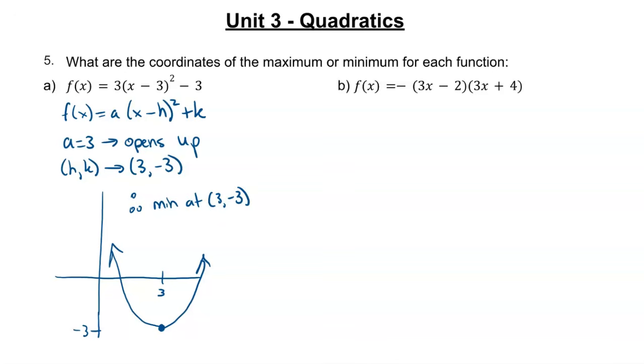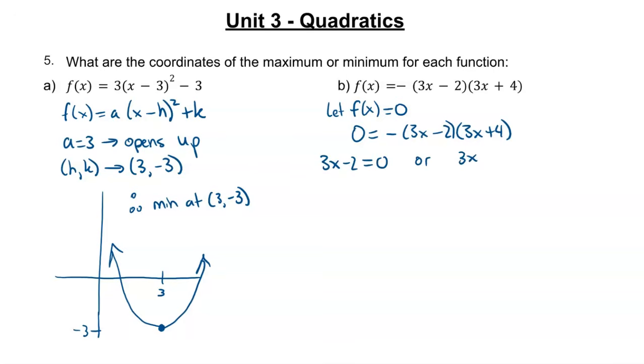Now the second situation is not in vertex form. It's in factored form. And so what we have to do here is let the y value, or f of x, be 0. When we do that, that's what's going to determine our x-intercepts for us. And so we're going to then say, well, that means that 3x minus 2 must be 0, or 3x plus 4 must be 0 in order to multiply together to give us 0. So we go ahead and we solve for each one of those. So 3x equals 2. Then we divide both sides by 3 and we get x equals 2/3. And then 3x plus 4 equals 0. So 3x equals negative 4.